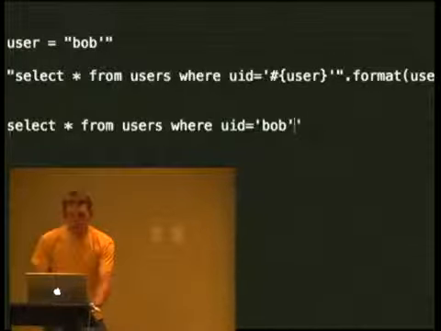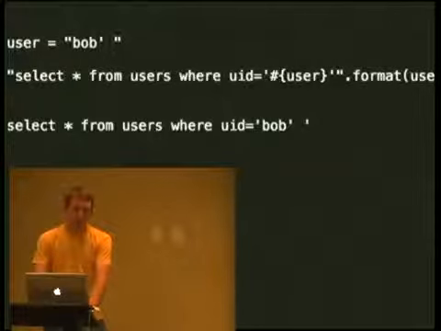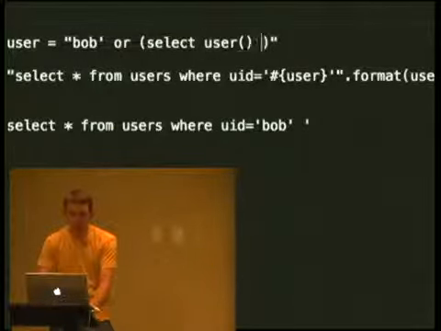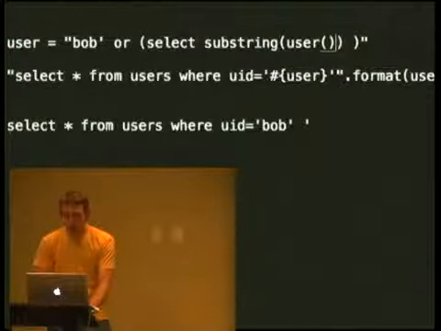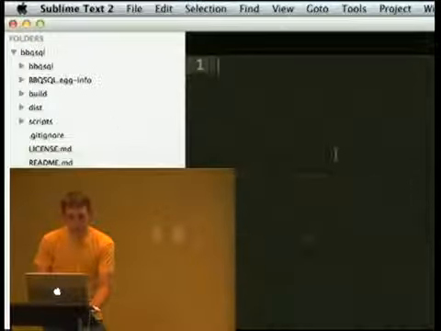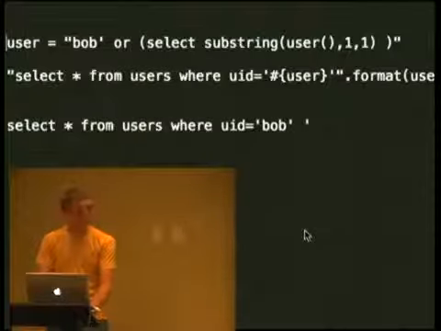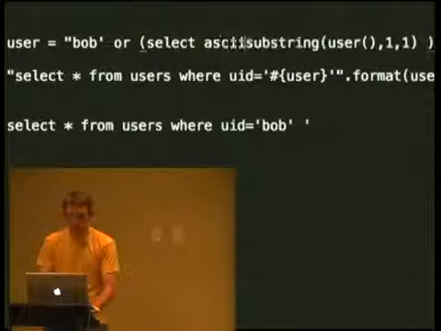So what we can then do is we can start putting in other syntax. So you can say if username is equal to Bob or select user, and then we can take a substring of that. We're going to take the first character. Oops. Shit, I just deleted all that, didn't I? Oh, I did multiple desktops. All right. Take the ASCII value of that.